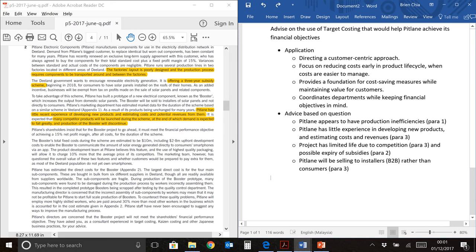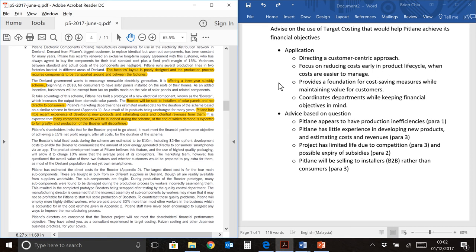Now, Pit Lane's selling strategy. Pit Lane will be selling to installers rather than consumers. So we find this in paragraph 3 as well. Booster will be sold to installers and not directly to consumers. So we need to pay very careful attention. We have two layers of customers here. We not only have to make our final end customer happy, but we also need to make our immediate customer, the intermediary, happy, which in this case is the installers of solar panels.